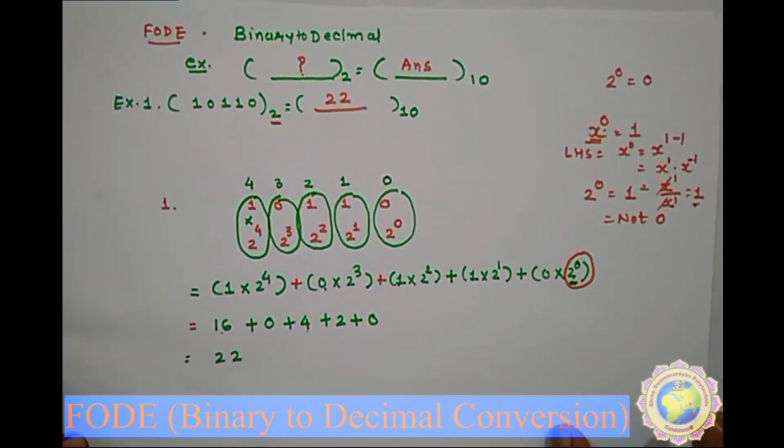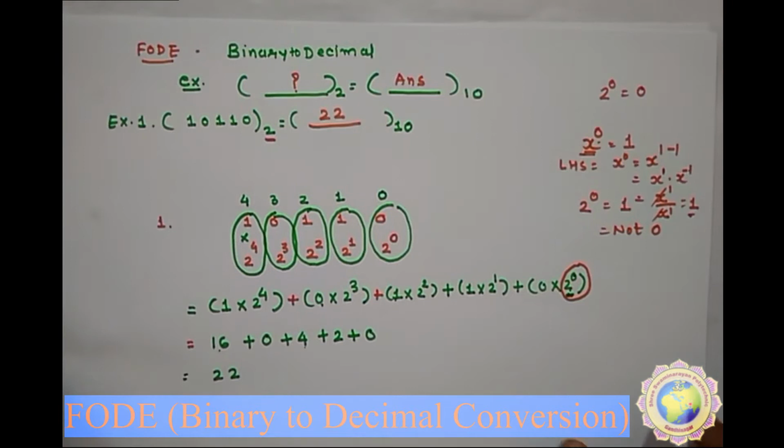22 we got. So this is the conversion of a binary number to decimal. We will see the next example.